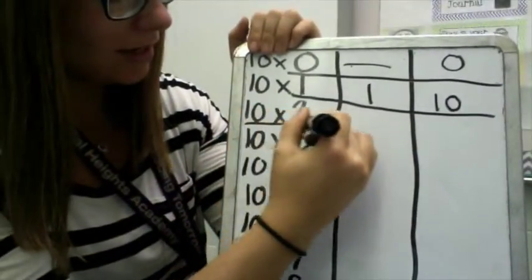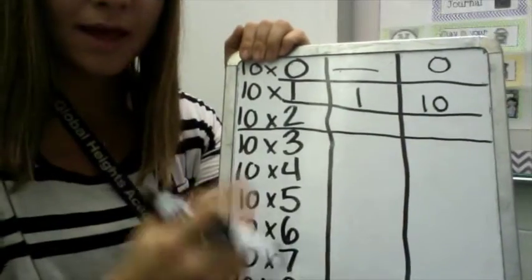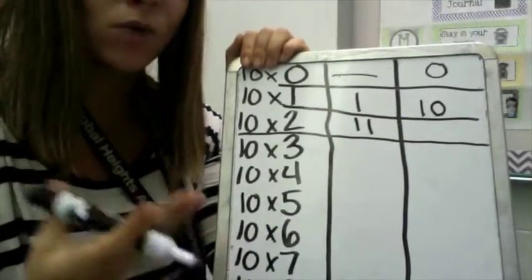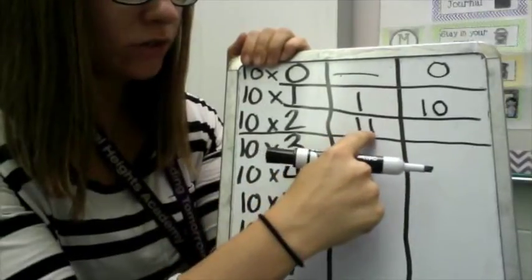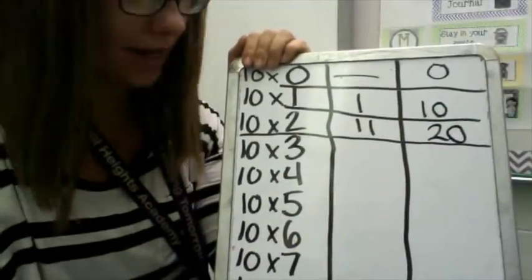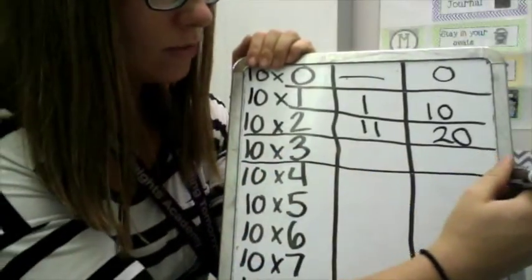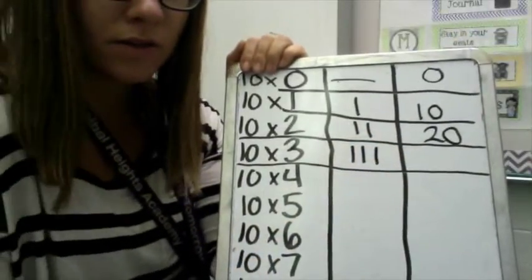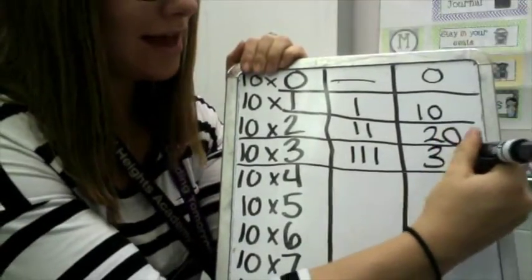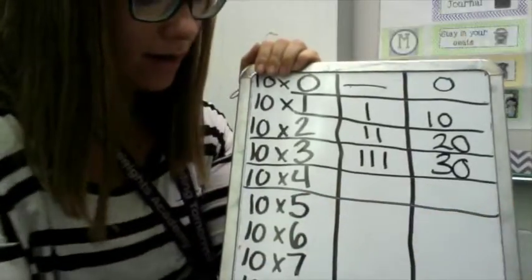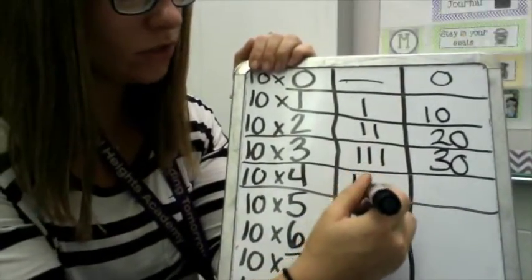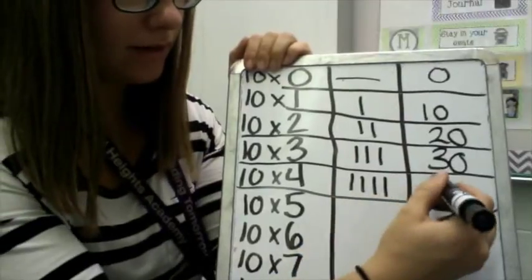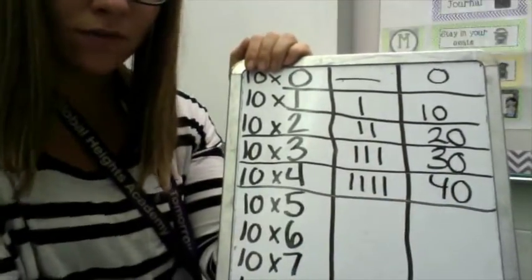Okay, so now with my next one, it says 10 times 2. If I have two groups of 10, or if I have two tens, 1, 2. I have two tens there. What's the value of two tens? 10, 20. So 10 times 2 equals 20. If I do 10 times 3, that means I've got 3 tens here. 10, 20, 30. So 10 times 3 equals 30. You got it. If I do 10 times 4, that means I've got 4 tens. 1, 2, 3, 4. And what's the value of 4 tens? 10, 20, 30, 40. So that means 10 times 4 equals 40.